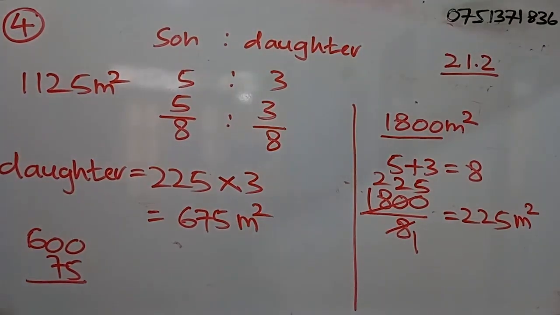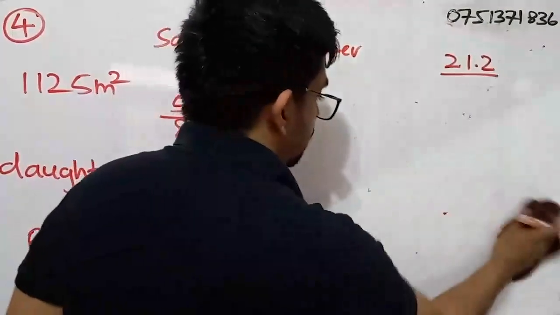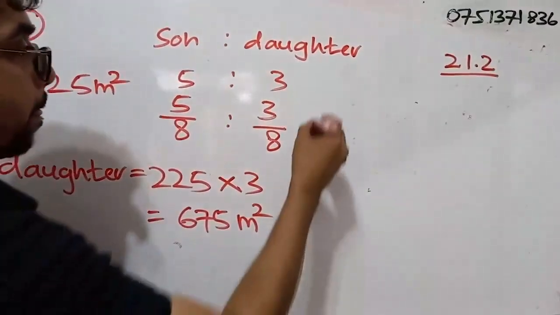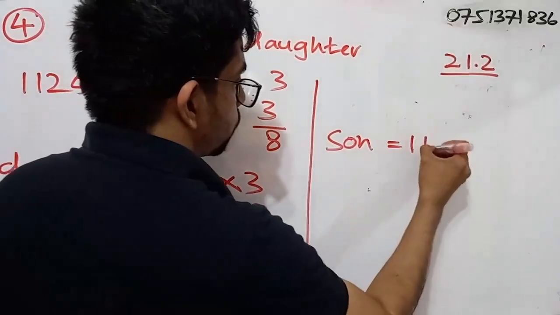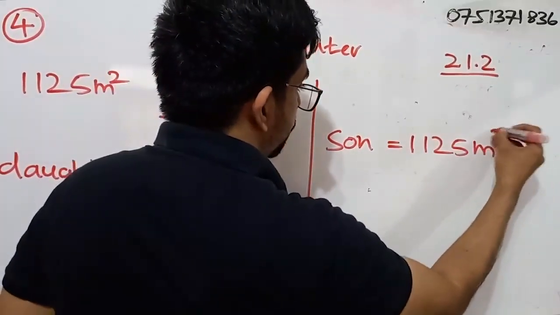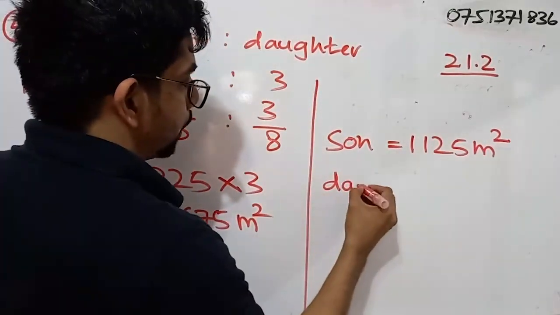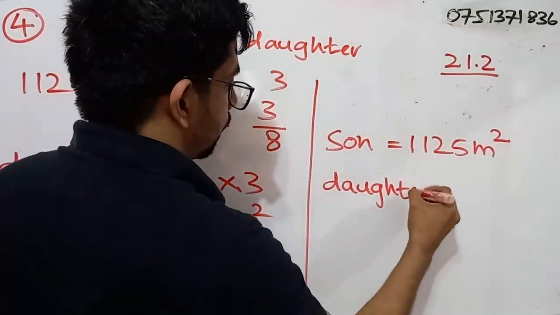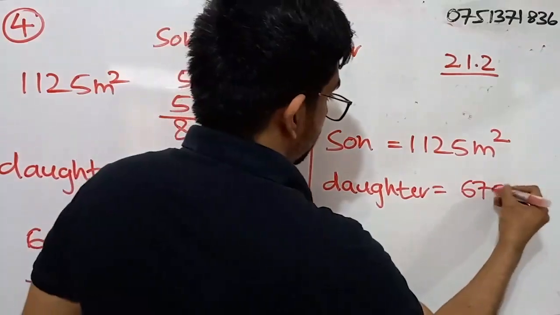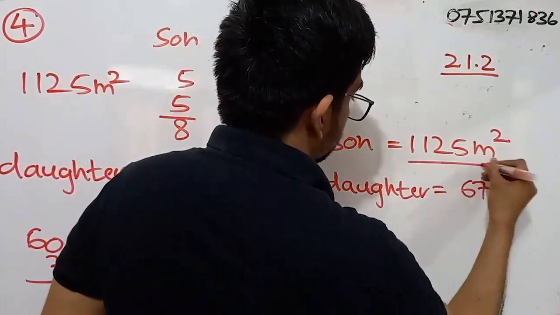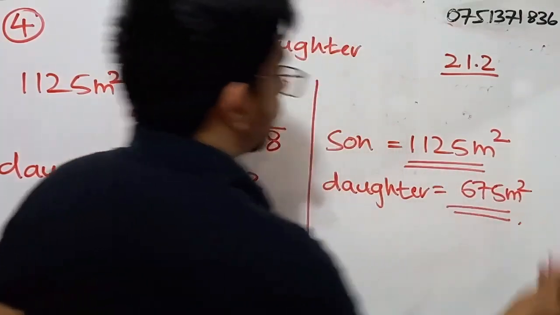Right? So I will write the answers again. So the son receives what? 1125 square meters, and the daughter receives 675 square meters. So those are the answers.